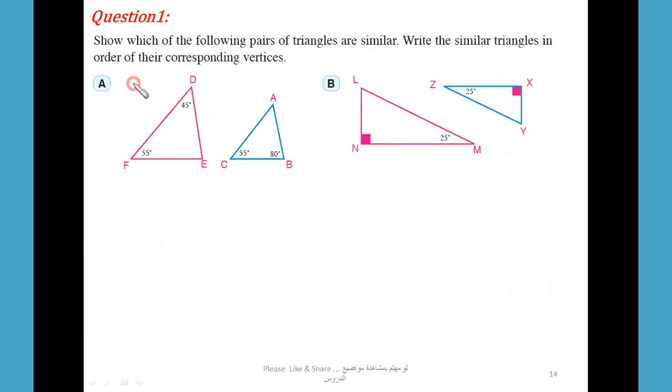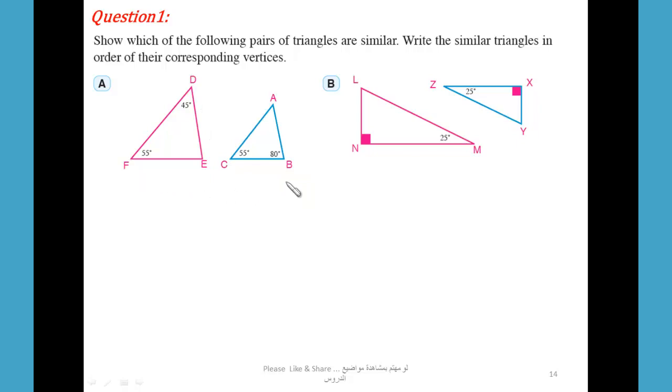Question 1. Show which of the following pairs of triangles are similar. Write the similar triangles in order of their corresponding vertices. Here we have two triangles, ABC and DEF.